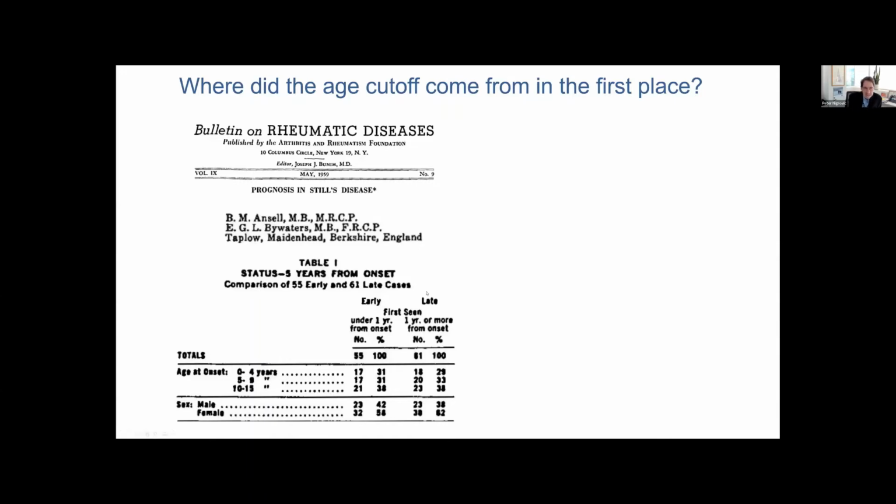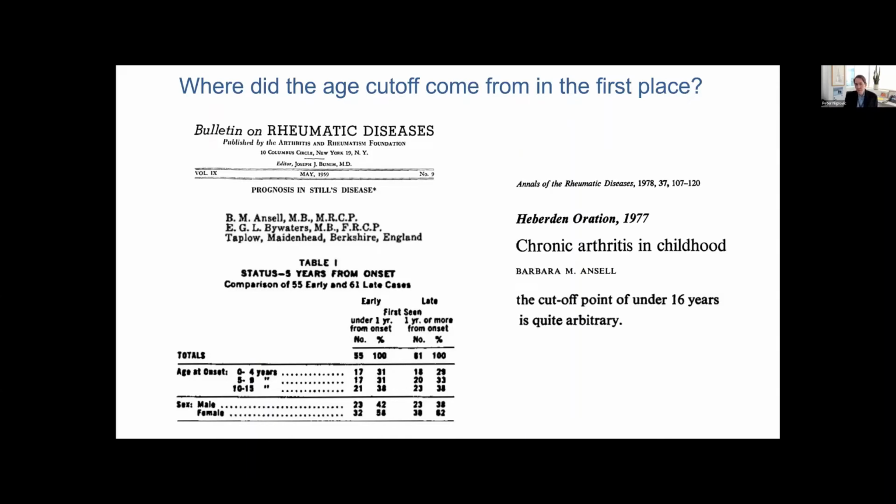And they used this cutoff of under 15 as the definition for what counted as childhood arthritis. And this has then perpetuated since then. But it wasn't biological. In fact, both Barbara Ansell and Eric Bywaters have gone on to say in their subsequent work that this cutoff point was entirely arbitrary. So there's never been any biology behind 16. There isn't any biology behind 16.